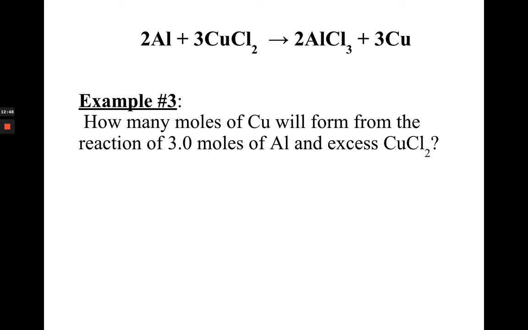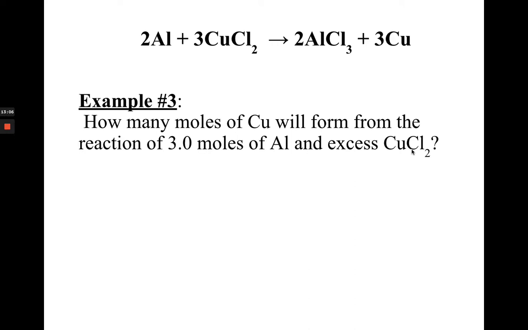How many moles of copper will form from the reaction of 3 moles of aluminum and excess copper chloride? Now, this is trying to throw something out at you. You see 3 things in here. How can you have 3 things in a ratio? But you'll notice here, excess copper chloride is a distractor. It's to try to confuse you.